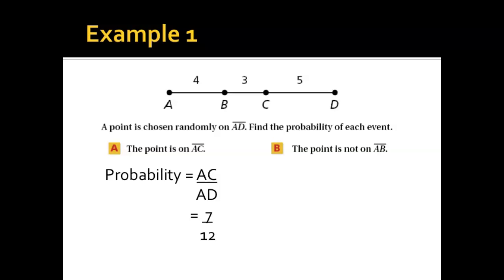All right, the second part, the point is not on AB. Well, if it's not on AB, it must be on BD. So the probability is going to be BD over AD, where BD is the favorable outcome. Now the length of BD is 8, so this will be 8 over 12, which can be simplified to 2/3.